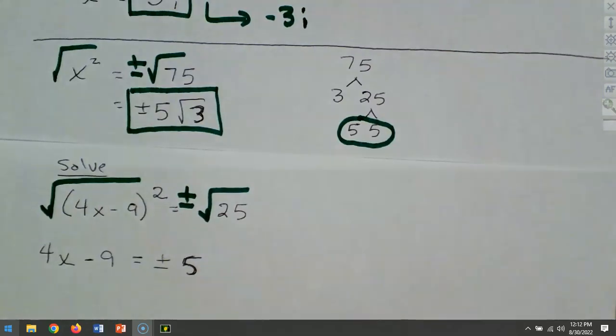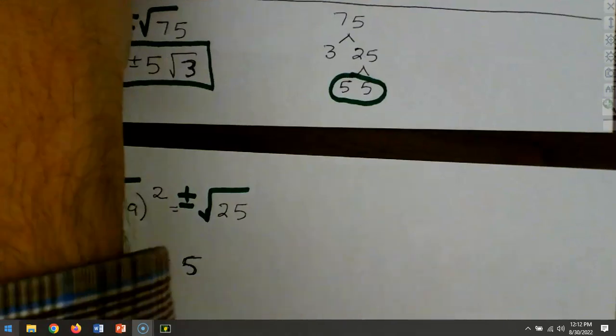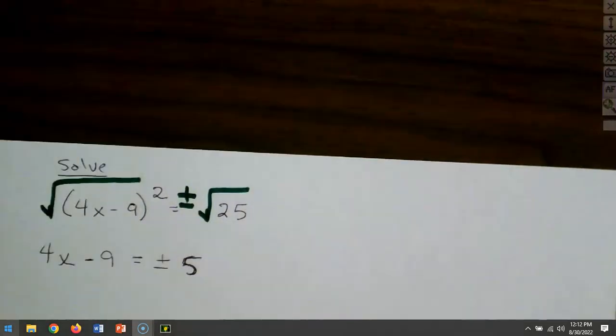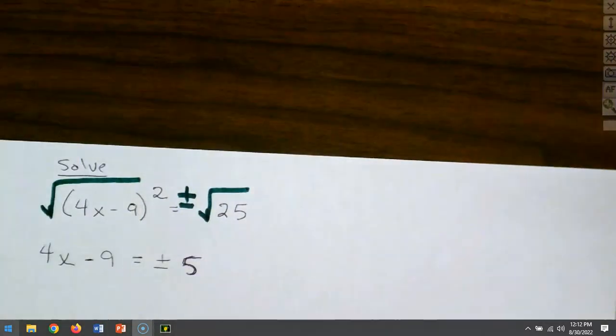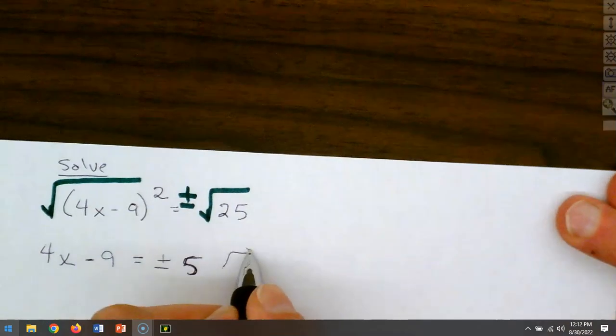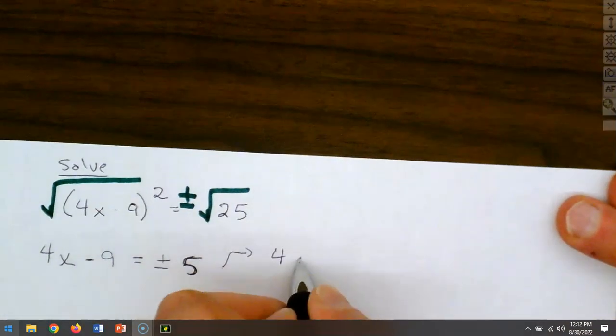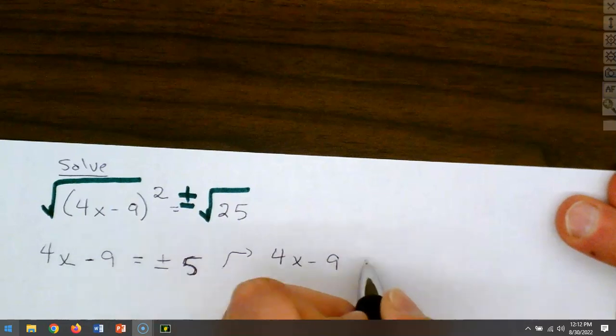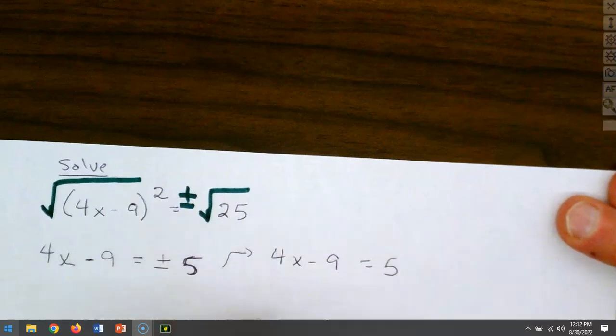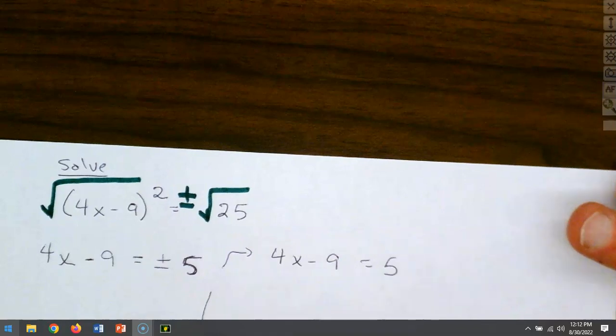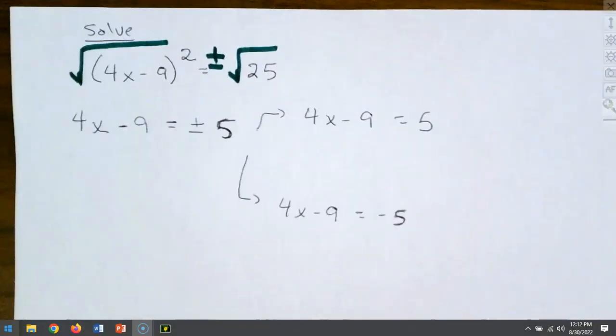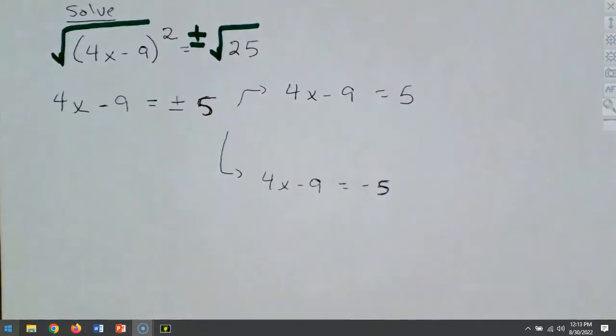Now in this case, I want you to get the 2 solutions. So we're going to have to solve the 2 equations to get the 2 solutions. And so what are my 2 equations going to look like? Well, they are going to be 4x minus 9 equals 5 for the first one. And 4x minus 9 equals a negative 5. So I'm going to get 2 solutions out of here. Is everyone okay with how I got the 2?